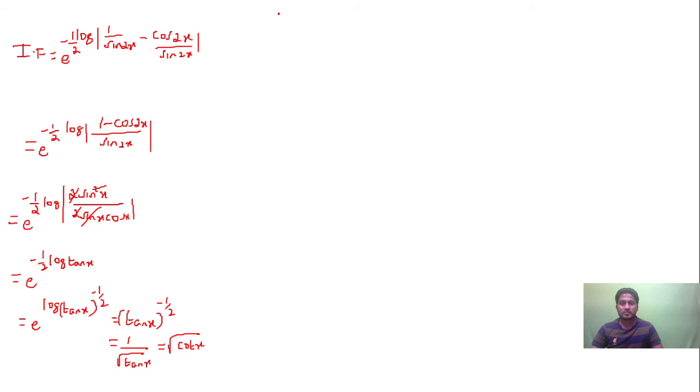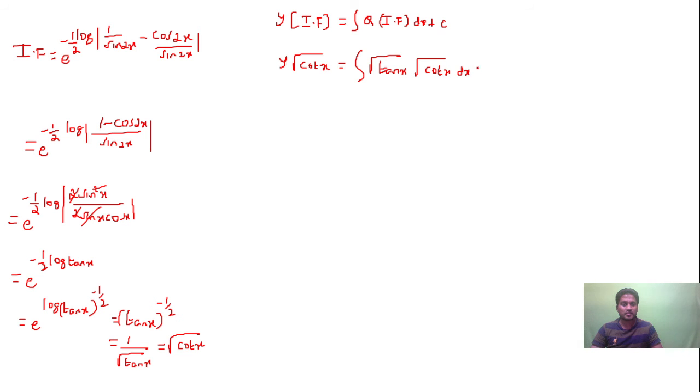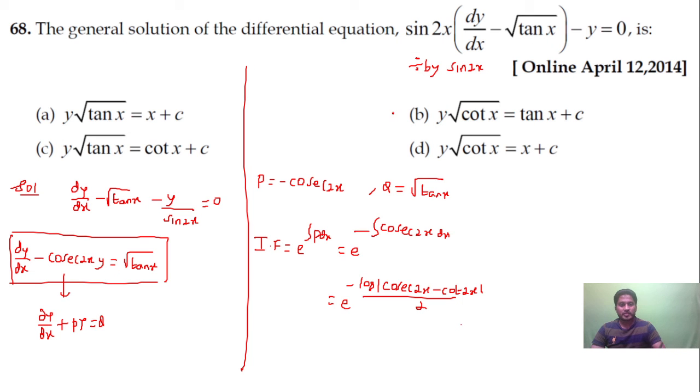1 by root of tan x is equal to root cot x. Now the solution is y into integrating factor is equal to integral q into integrating factor dx plus c. Now y into integrating factor will be root of cot x, equal to integral q into integrating factor. Q is root tan x, IF is root cot x, dx plus c. Anyways, this will get cancelled. You get y into root cot x is equal to x plus c. Answer is option D. Okay, question number 69.